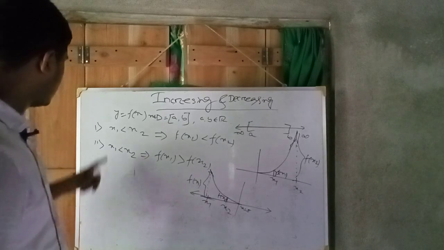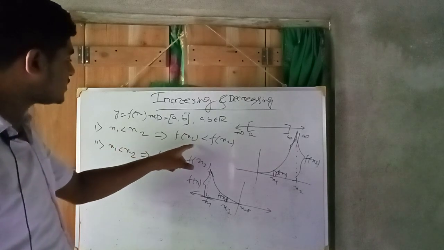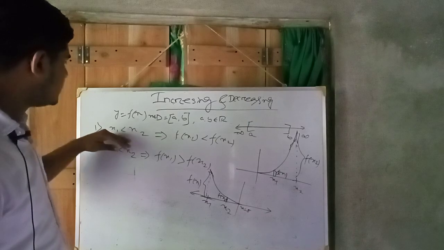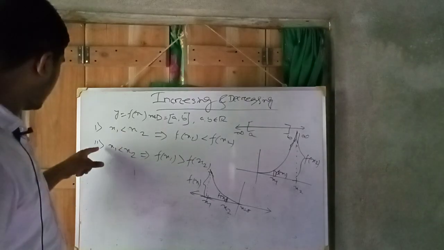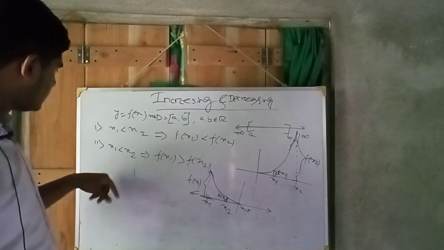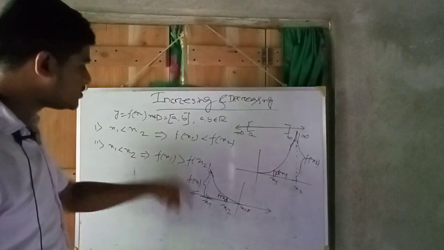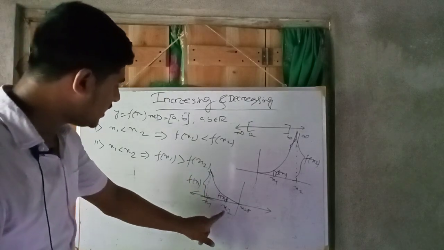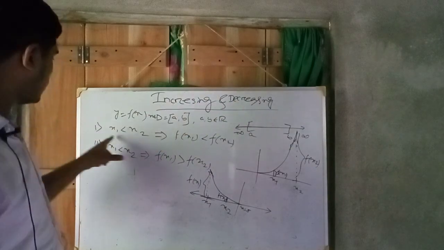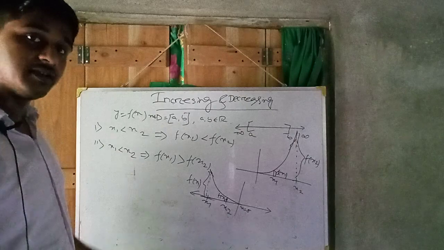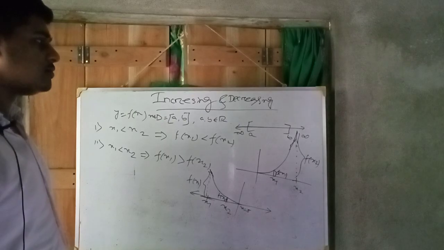When x1 less than x2 implies f(x1) less than f(x2), that is the less than sign preserved. And number 2 is x1 less than x2 is the same, but f(x1) is greater than f(x2), that is the less than sign is changed to greater. In this situation, 2 represents decreasingness and 1 represents increasingness. This is our basic definition. Using the basic definition we solve some problems.